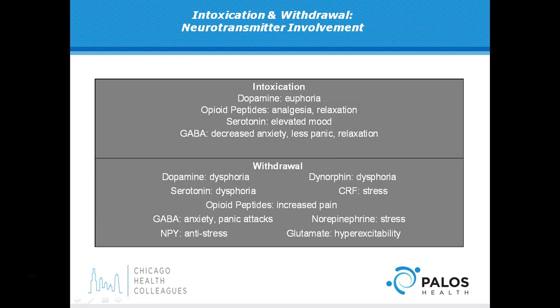To the contrary, when a person is not on opiates, what will they feel? They'll feel tired, dysphoric, they'll have sadness because of serotonin, increased pain because of the opiates, increased anxiety and panic attacks because of GABA. They'll have increased hyperexcitability from glutamate no longer being suppressed by GABA, and henceforth.